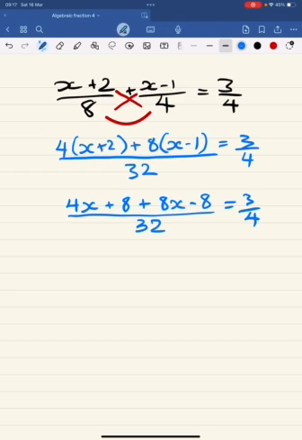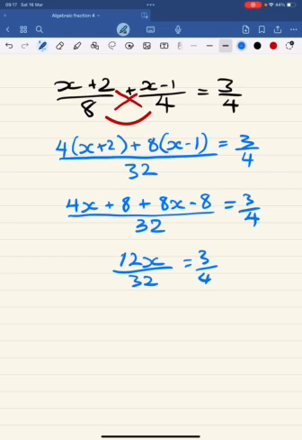Now, if I simplify the numerators, I've got 4x and 8x makes 12x in total. The 8 added to the negative 8 eliminate one another, so we've got no other numbers. And we have that over 32, still on this side over 3/4.